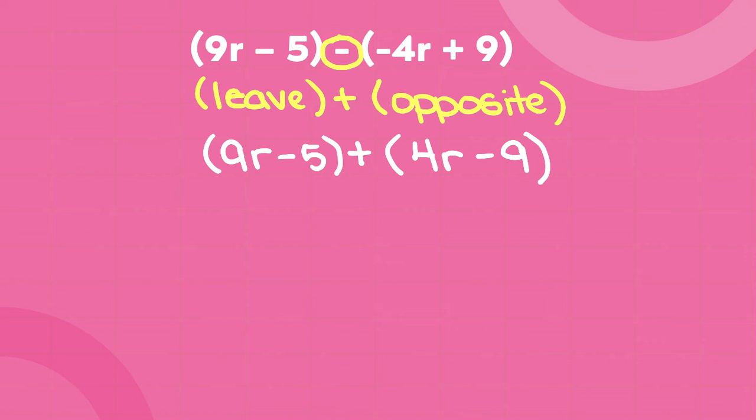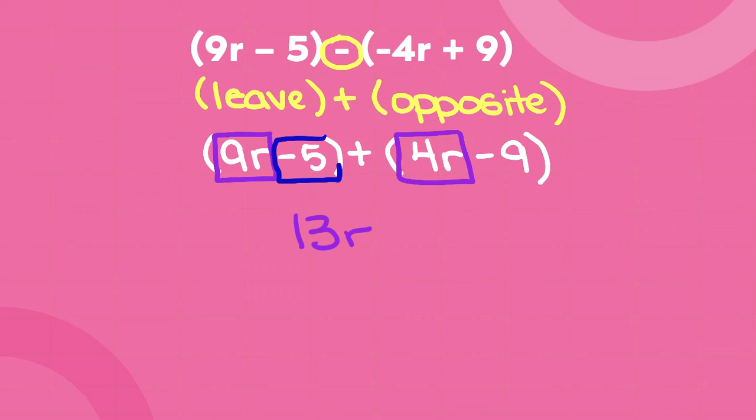Once we've done leave, add, opposite, you can go straight into combining your like terms. We have 9r. It will combine with 4r. 9r and 4r gives us 13r. And then we have negative 5 and negative 9 combined to be negative 14. And there's your answer. The only thing that we have to pay attention to at first is verifying the center sign between the parentheses. Make a little sense? Today's class is all about practicing this.